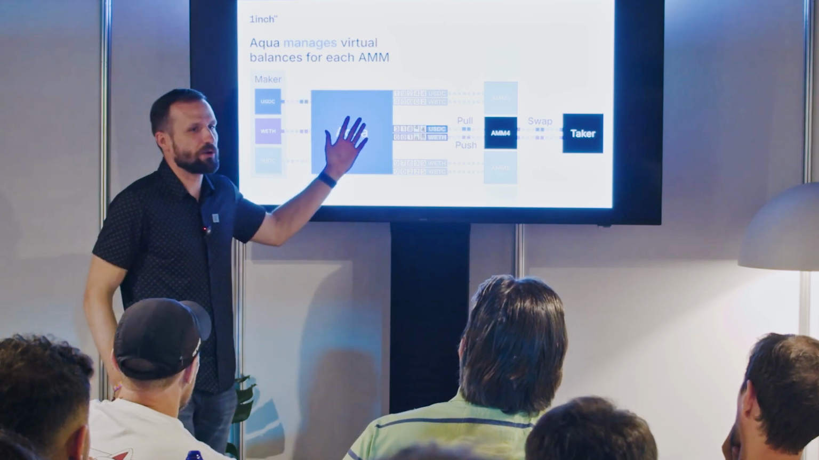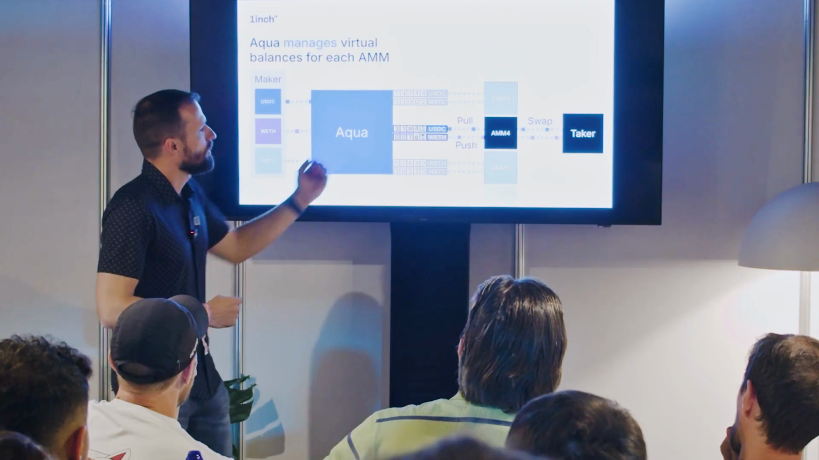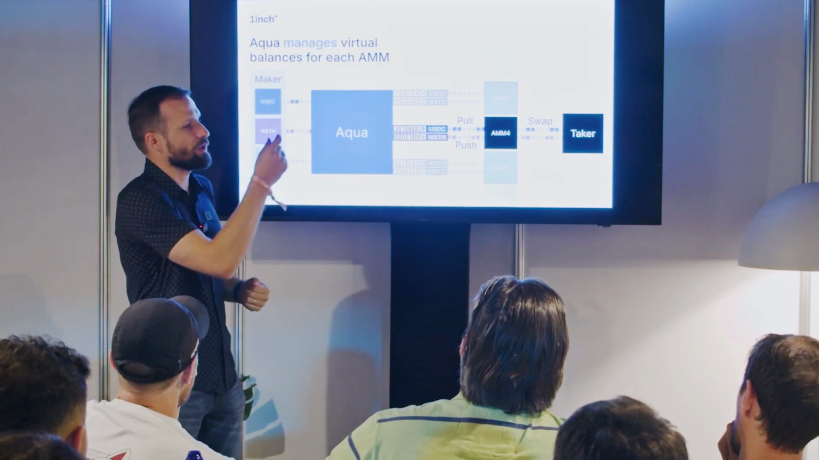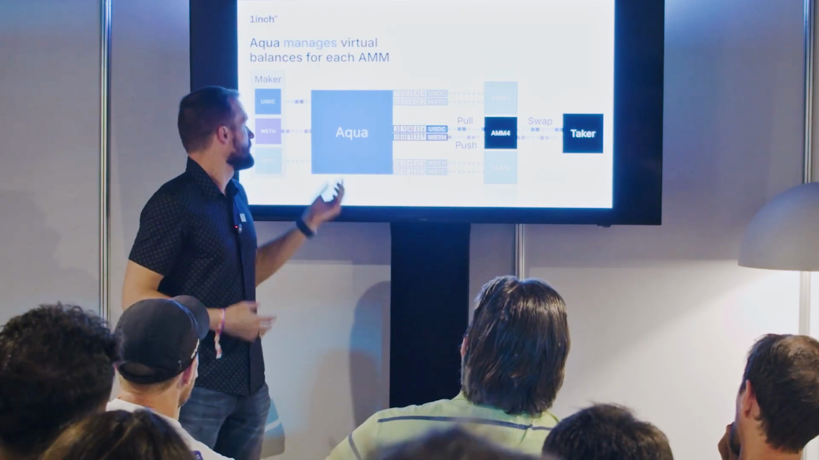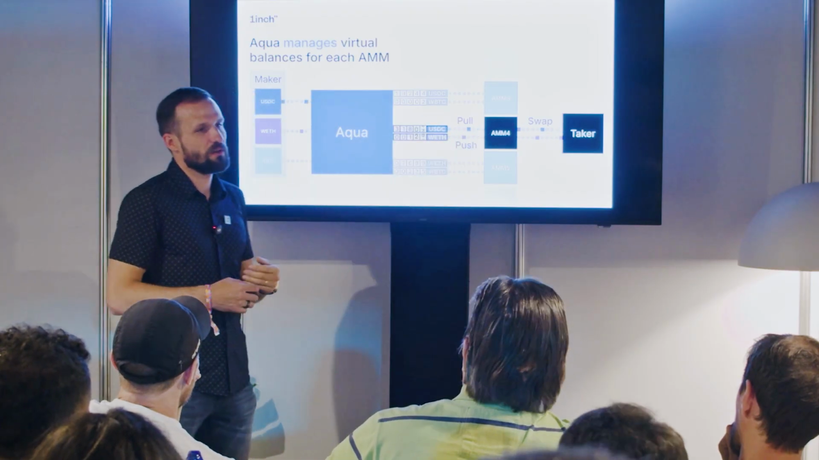Yeah, Aqua has records. In its storage, it stores for each maker, for each application, for each strategy hash, for each token, what is the balance. So the maker just puts some balances for some strategies.